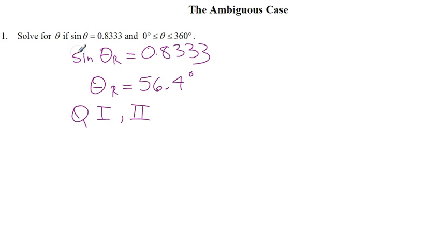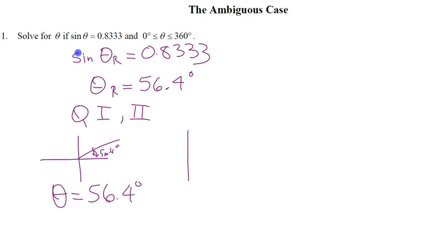Okay, so since the original sine was positive, we know we have a quadrant 1 angle and a quadrant 2 angle for theta. So in quadrant 1, it's just 56.4. And in quadrant 2, it would be a reference angle of 56.4, leading to the rotation angle of 180 minus that, which is what, 132.6 or something? 131.6.